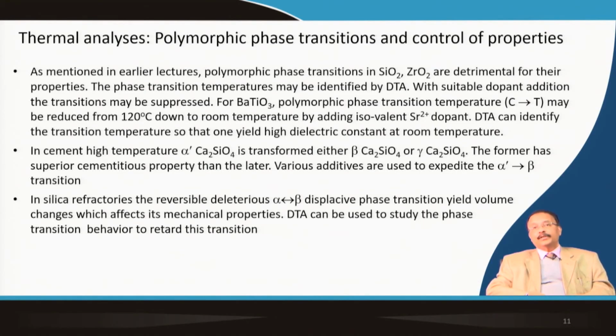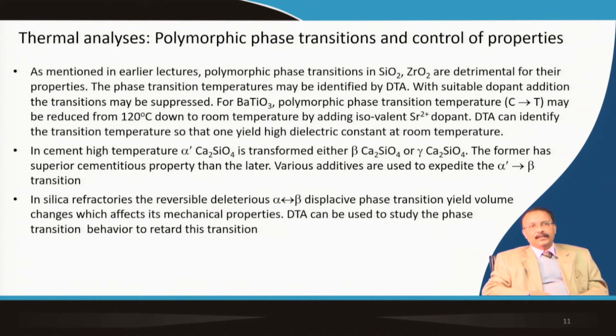You can use a dopant like strontium replacing part of barium to form BST, to reduce the transition temperature very close to room temperature by adding a specific amount of the dopant, so that the dielectric properties maximize at room temperature instead of 120 degrees Celsius. So for this kind of analysis DTA is very important.